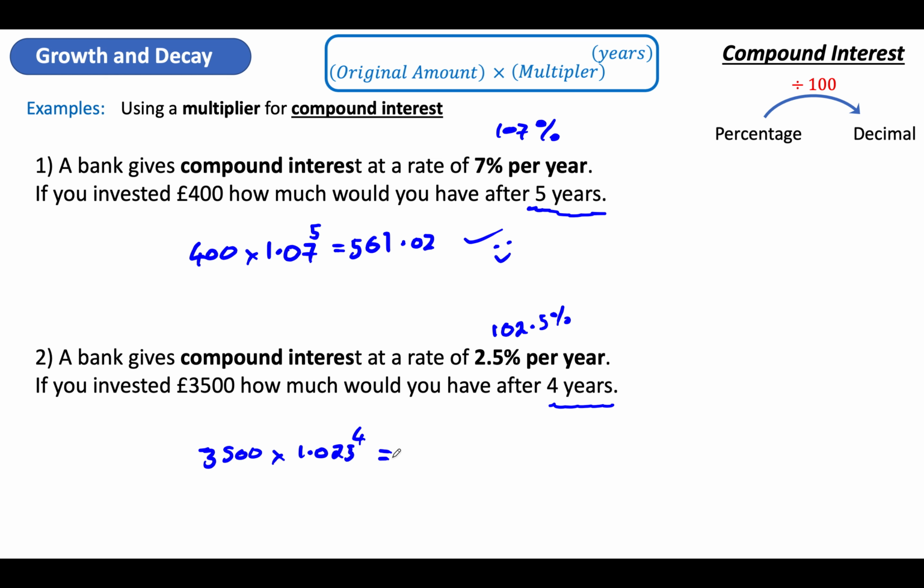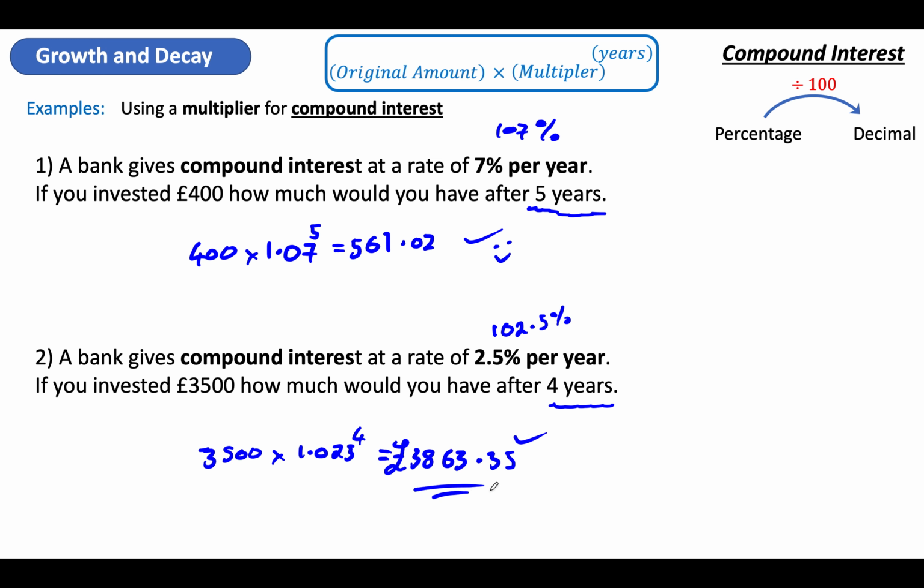Okay. Times by 1.025 to the power, not 3, that should be a 5, shouldn't it? My own bad writing, I can't read. To the power of 4 is, and remember it's money, so how many decimal places? That'll be 2 decimal places, sir. Well done, little Johnny. And to the nearest pence, it's 3.5.